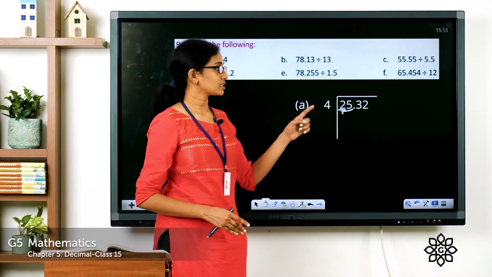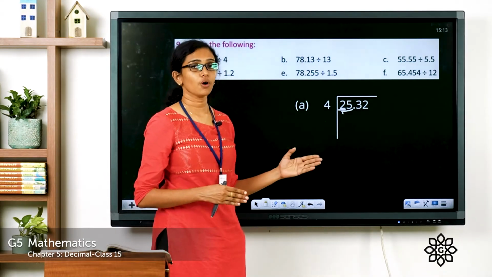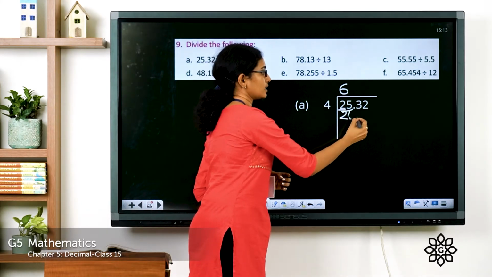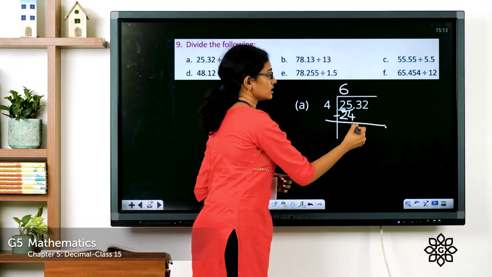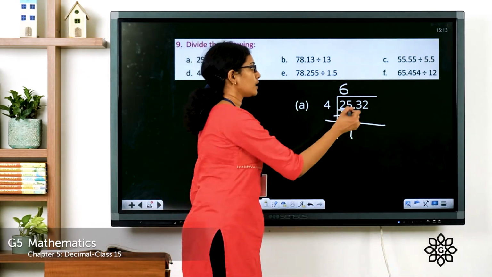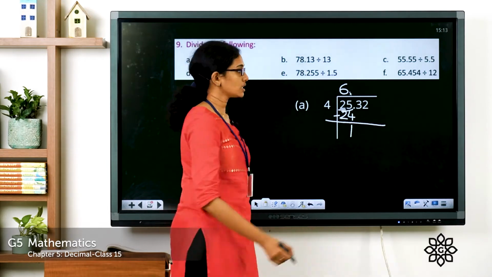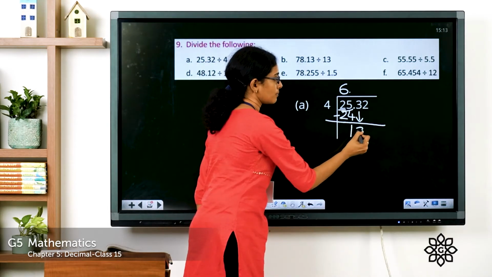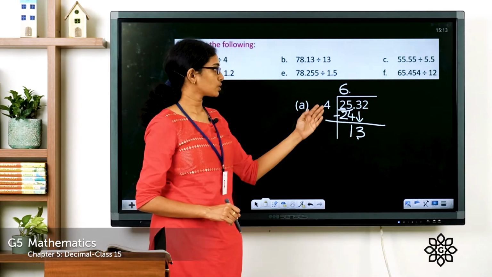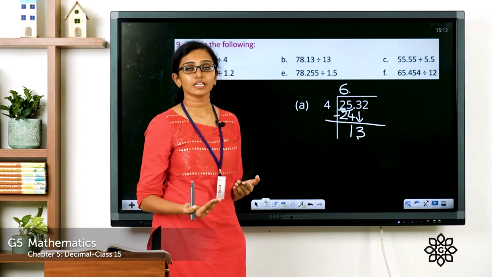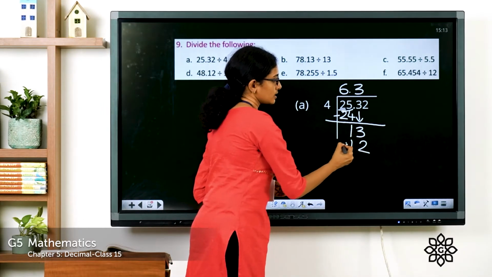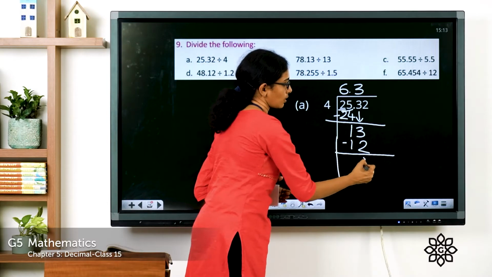So from the table of 4, we know 4 sixes are 24. So let's write that here. 25 minus 24 is 1. Now, before bringing down the next digit, see the decimal point here. Put the decimal point in the quotient and bring down the next number. So right now, we have 13 divided by 4. So how many 4s will go in 13? 4 3s are 12, right? So let's write 3 here. 4 3s are 12. Subtracting the numbers, we get 1 here.